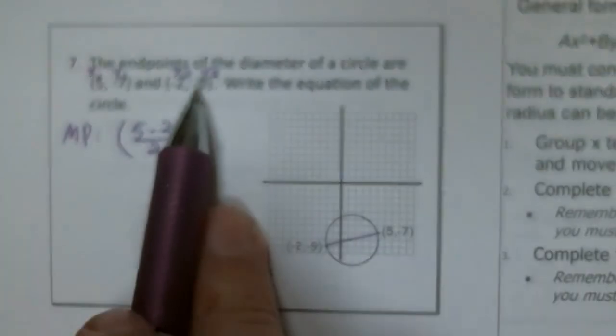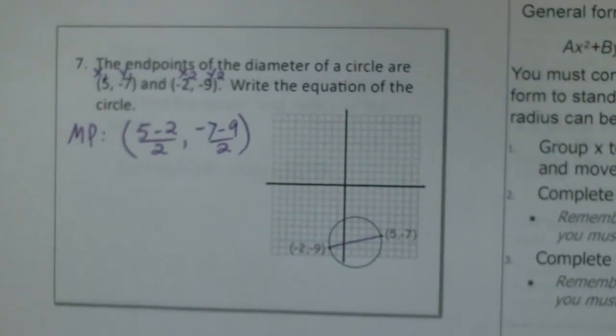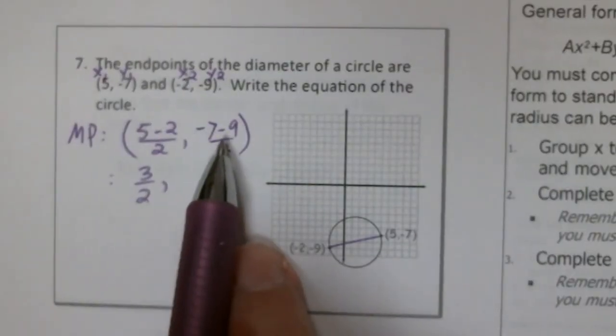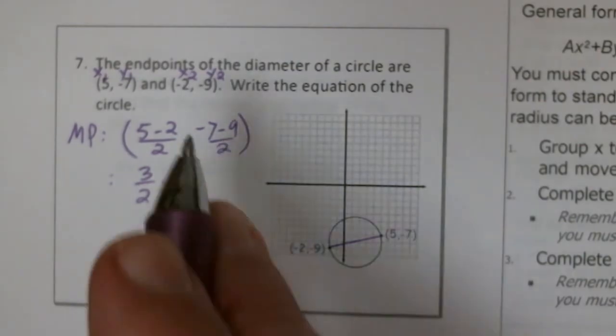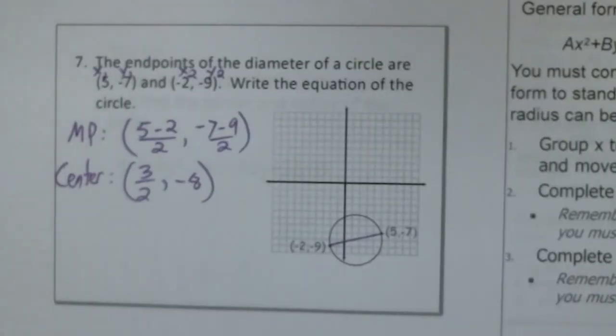This is like my x1, y1. This is my x2, y2. So let's add the two x's together: 5 plus -2, or 5 minus 2, divided by 2. Let's average the two y's: -7 minus 9, divided by 2. 5 minus 2 is 3 over 2, so my x coordinate is 3/2. -7 minus 9 is -16, divided by 2 is -8. So this is my center, the midpoint of those two points. The center is (3/2, -8).